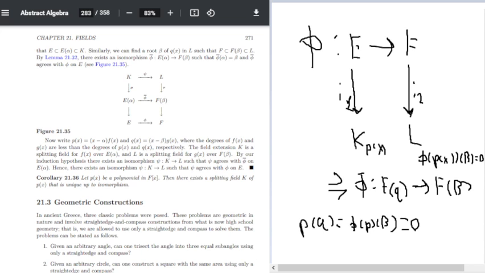Corollary 21.36. Let p(x) be a polynomial in F[x]. Then there exists a splitting field K of p(x) that is unique up to isomorphism.